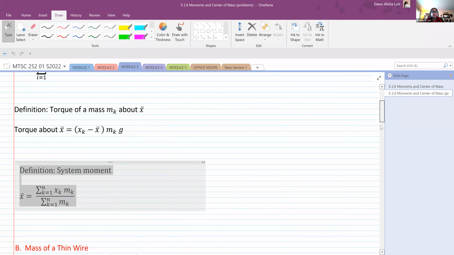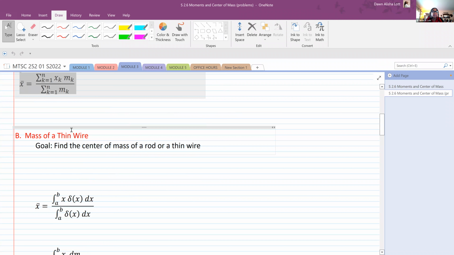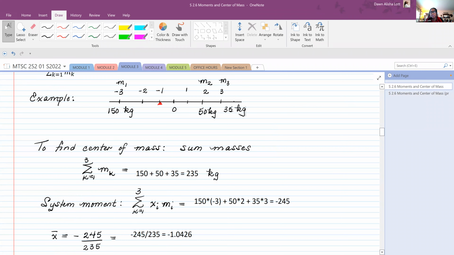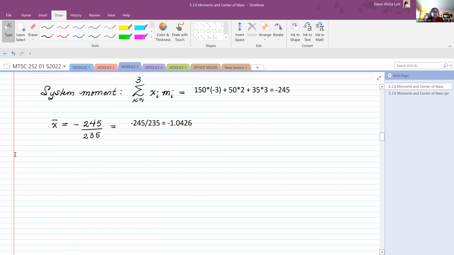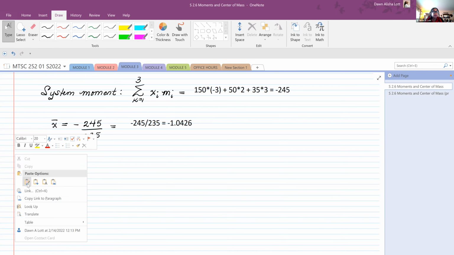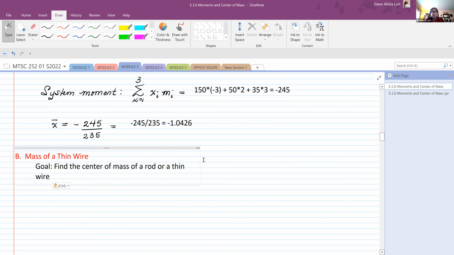Okay, so now we want to talk about the mass of a thin wire. All right, so let's think of a hair. Some people have perfect hair, others do not. Some people's hair gets thinner at the ends. So we can talk about the density of it.